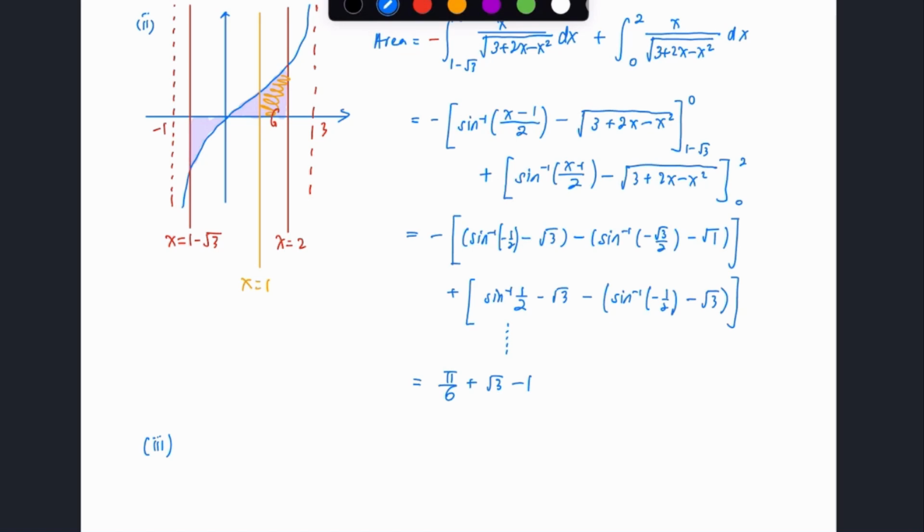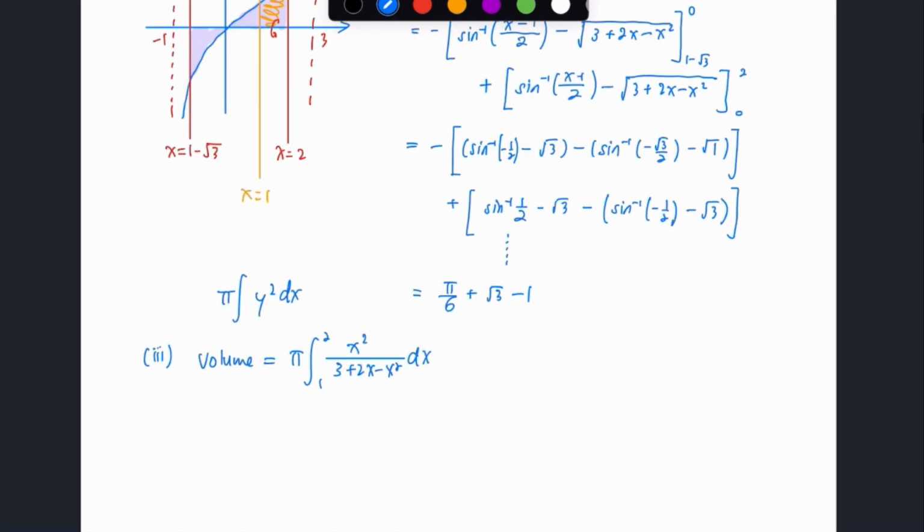So for part 3, the volume would be pi y square dx. So over here, this would be pi, integrate from 1 to 2, y square dx. So x square over 3 plus 2x minus x square dx, which we have already done previously. So from the previous part, we will get negative x minus 9 over 4 ln 3 minus x plus 1 over 4 ln 1 plus x, then from 1 to 2.